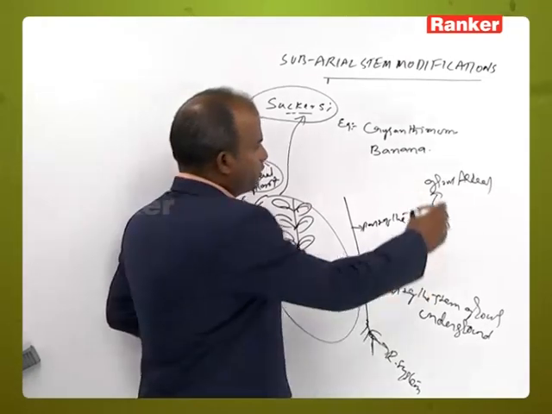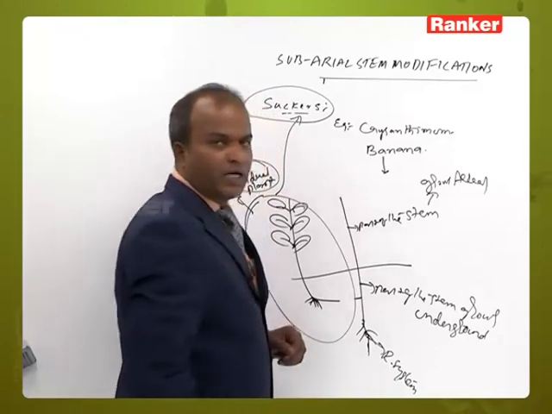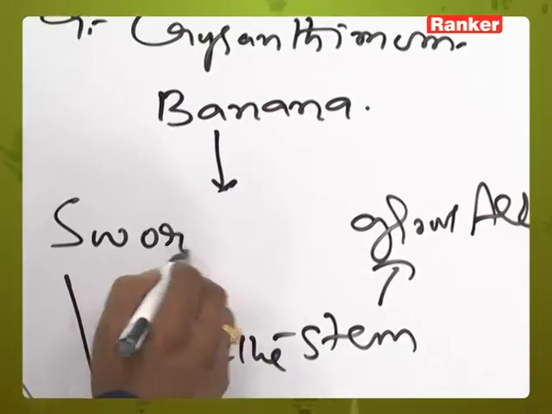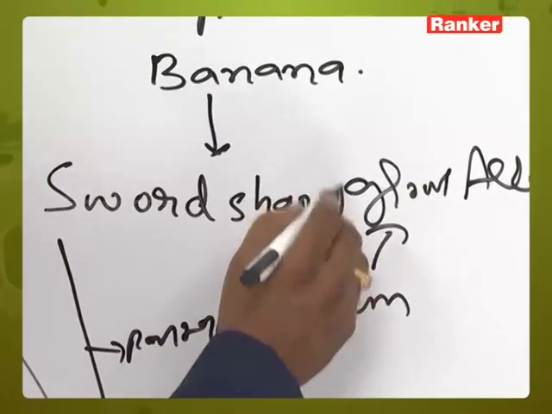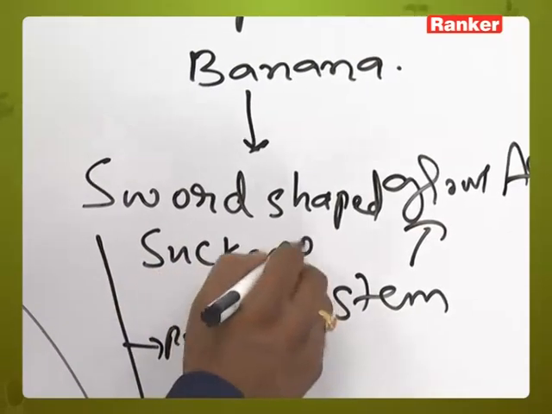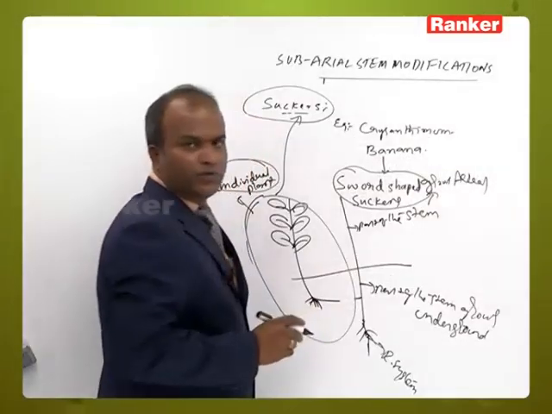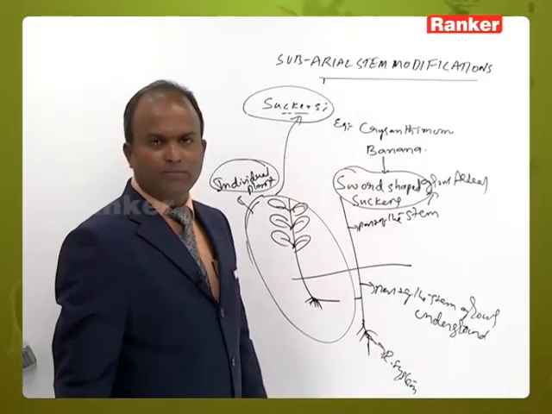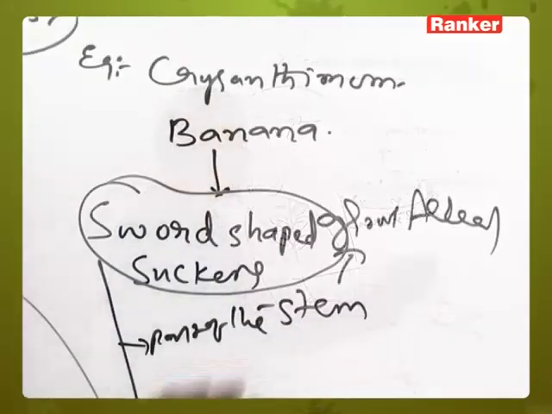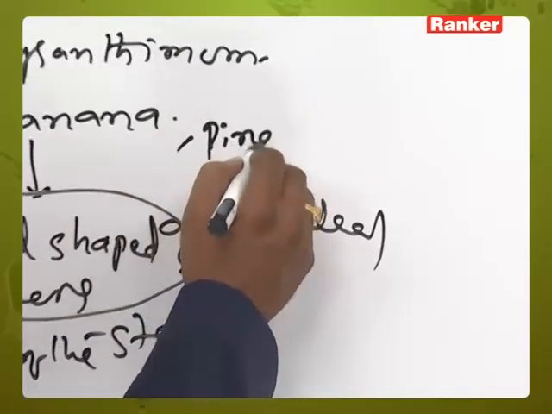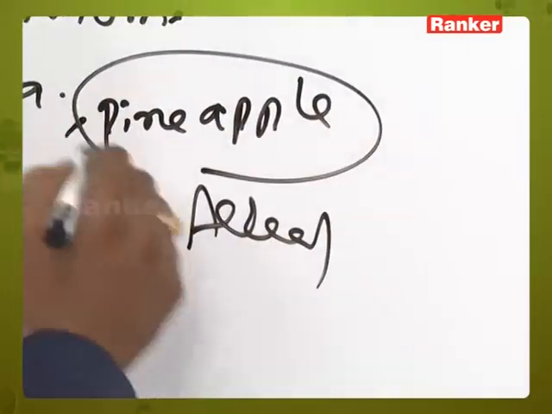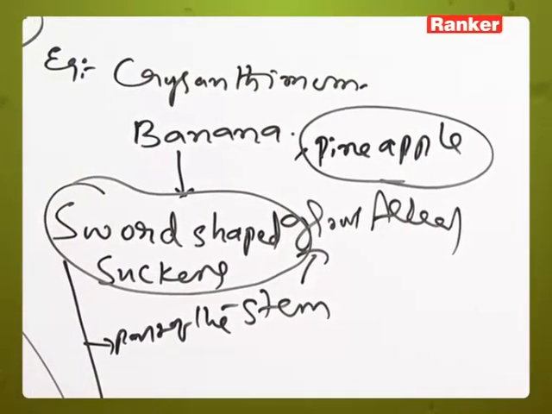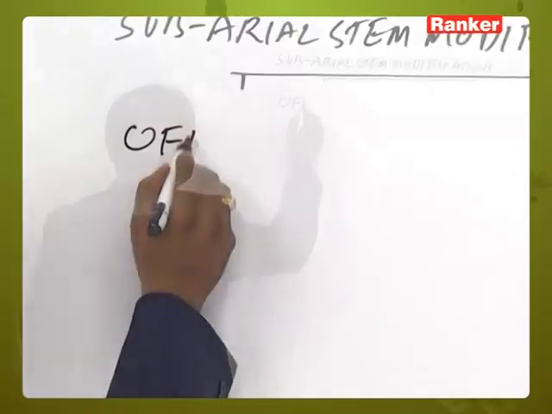And one more thing, this banana shows sword shaped suckers. Banana shows which shaped suckers? Sword shaped suckers can be seen only in banana but not in chrysanthemum. And another example is pineapple. This is about suckers, and next we go to offsets.